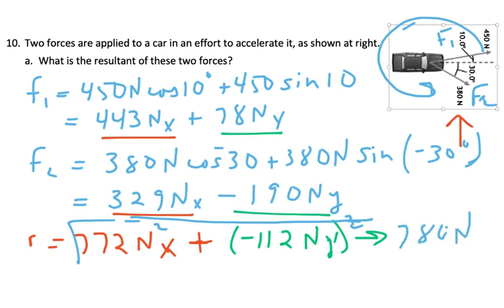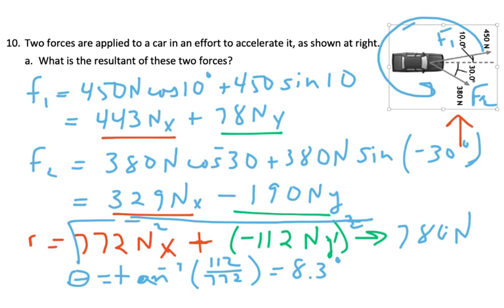All right, so now let's calculate the angle with respect to the x-axis, the way we have it drawn. So we have theta is equal to the inverse tangent of our y component divided by our x component. So 112 over 772 gives us 8.3 degrees.